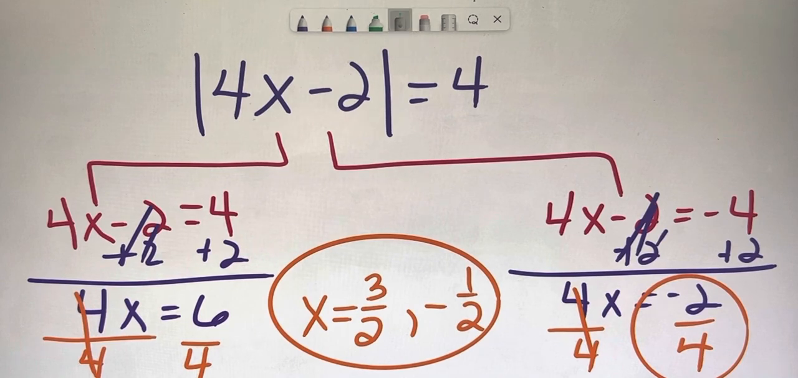Remember, if this number here is a negative number and there's no numbers outside of the absolute value signs, it's going to be a no solution. But if it's a positive number and there are no numbers on the outside of this absolute value sign, you're going to have 2 solutions for an absolute value problem. That's how we solve this.